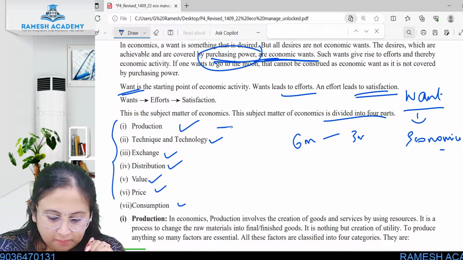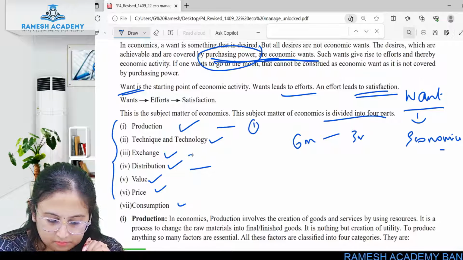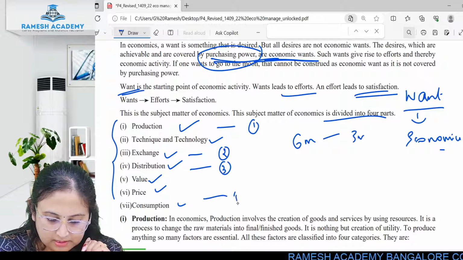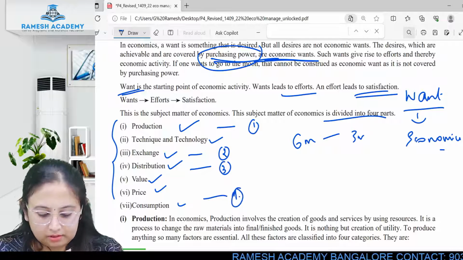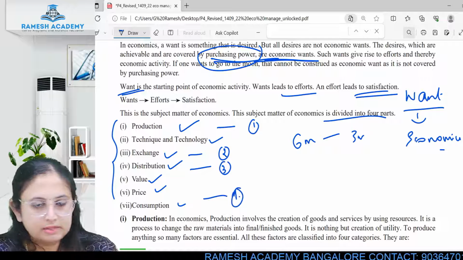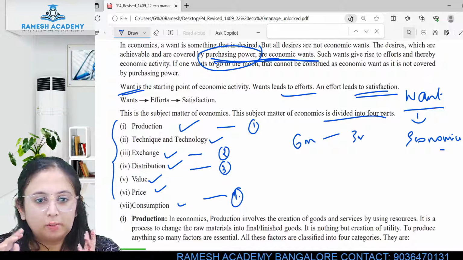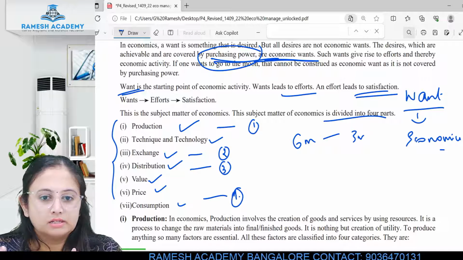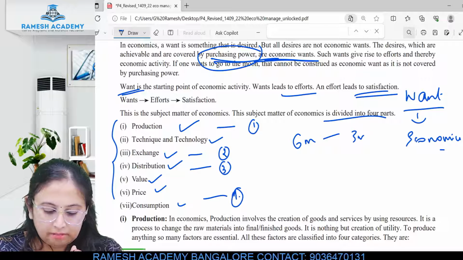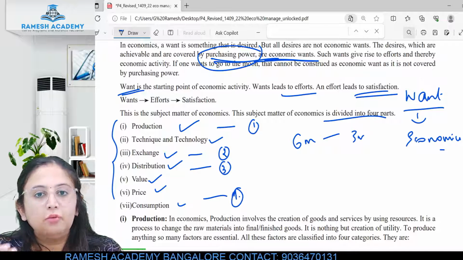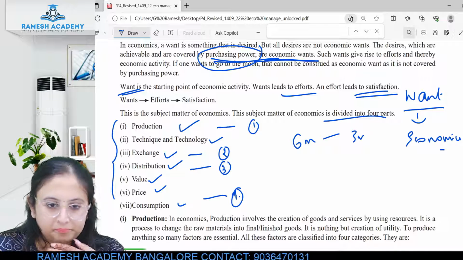So mainly there are 4 parts: production, then exchange, then distribution, then consumption. These are the main 4 parts, but they have given it in 7 different points. So we will see one by one. Subject matter of economics means it consists of all these things: production, technology, distribution, exchange, value, price and consumption.